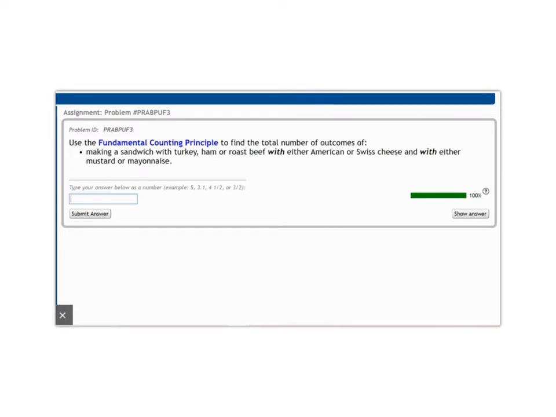Next question, you're making a sandwich with turkey, ham, or roast beef. That is 3 types of meat, with either American or Swiss cheese, so 3 times 2 types of cheese, with either mustard or mayonnaise. So 3 times 2 times the 2 types of condiments would give us 12 possible outcomes.